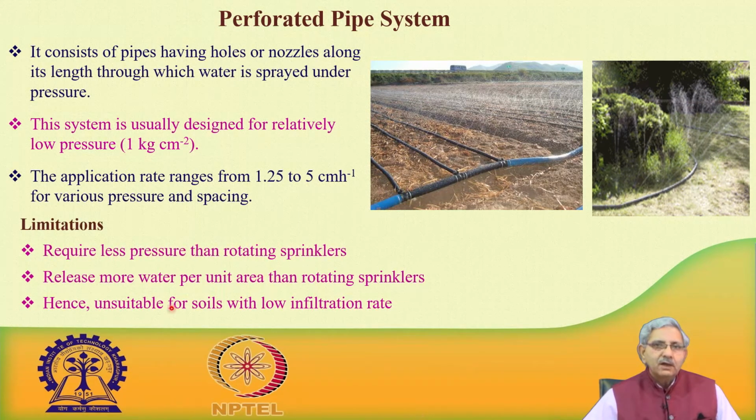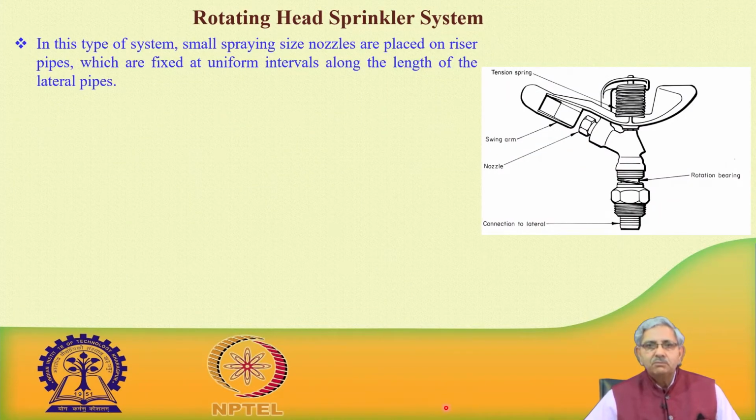It has certain limitations: it requires low pressure, and it works at a low pressure. When the pressure is high, this particular type of system may not work, as it releases more water per unit area. This is one disadvantage of the system, and it is also unsuitable for soils of very low infiltration capacity.